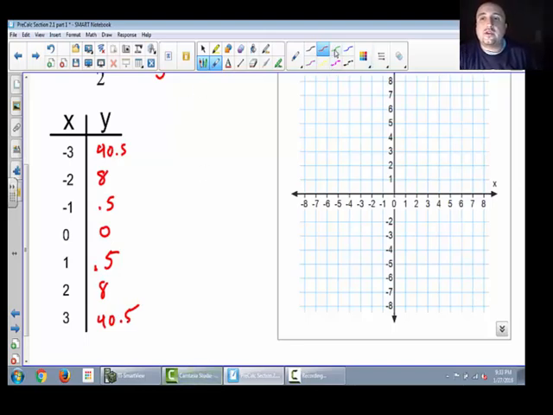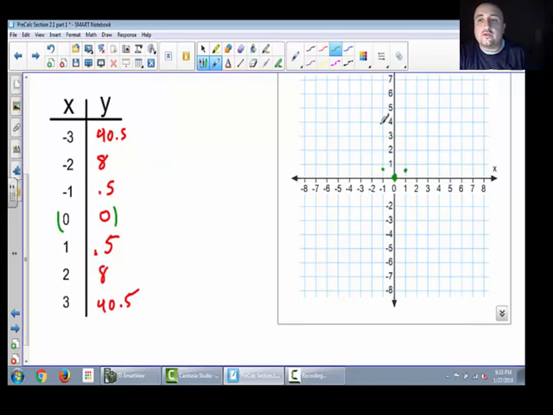Okay, so plot the points. We're going to graph these just like we ordinarily would. I'm going to start with 0, 0. 1 is 0.5, so kind of right here. Negative 1 is also 0.5. 2 is equal to 8, which is way up here. Negative 2 is equal to 8.